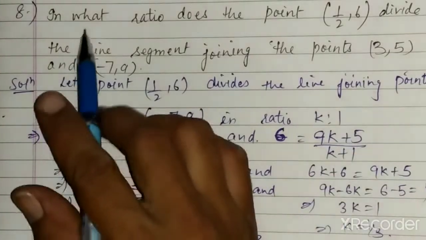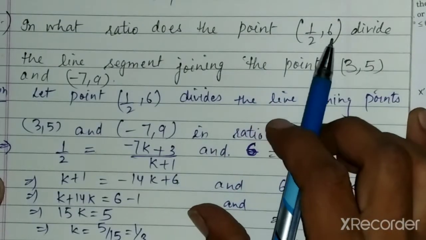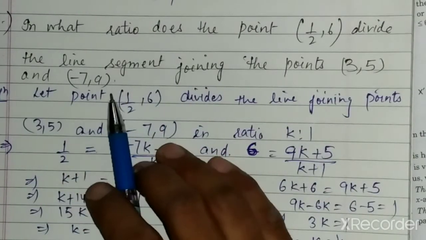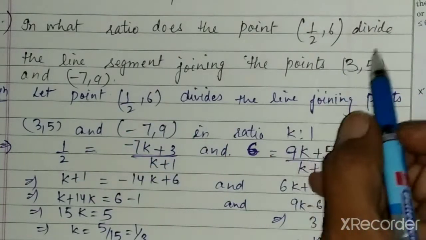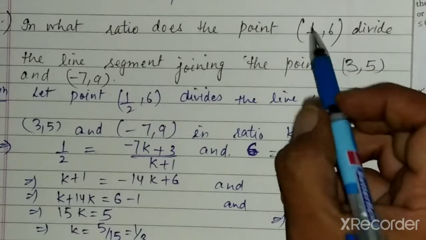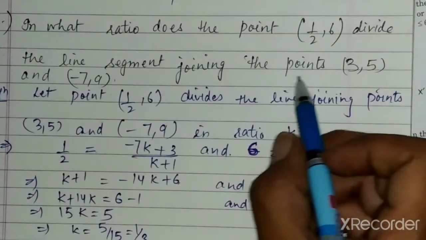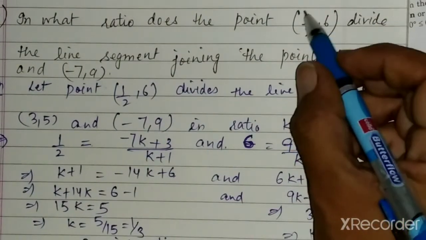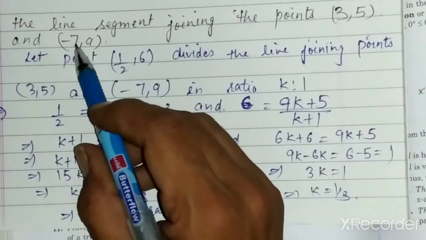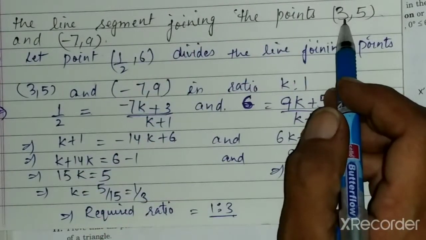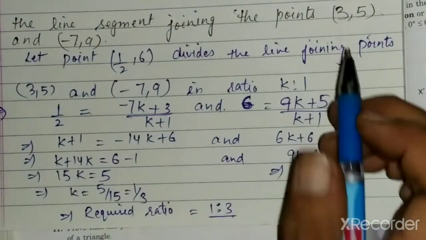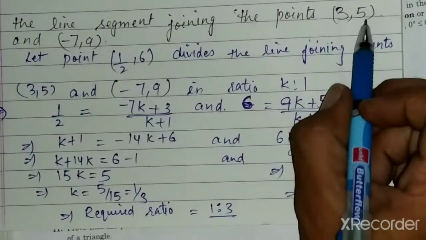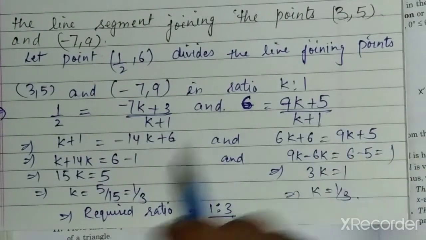Now in the 8th sum we are asking, what ratio does the point 1/2 divide the line segment joining the points (3, 5) and (-7, 9). Let us take the given ratio to be k:1, in which the point divides the line joining the points. So obviously the x coordinate 1/2 will be equal to (-7 into k plus 3 into 1) upon (k plus 1). Similarly, the y coordinate 6 equals (9 into k plus 5 into 1) upon (k plus 1).